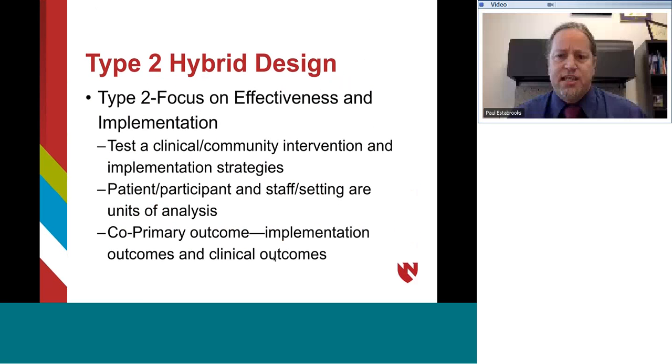And so then we'll move on to the type 2 hybrid design. And this one is, I think, probably the trickiest of them. It's the one that focuses on both effectiveness and implementation. And so the idea here is that you have a clinical or community intervention that's intended to improve patient or participant health, but you also have an implementation strategy or an implementation intervention that's intended to improve implementation outcomes. So things like treatment fidelity, cost. In some of these studies, they use REACH as an indicator of adoption and implementation. So really, you have 2 different interventions, 2 different sets of outcomes, which gives you 2 different units of analysis. And so you can see at the bottom, your co-primary outcomes are related to implementation and the clinical outcomes.